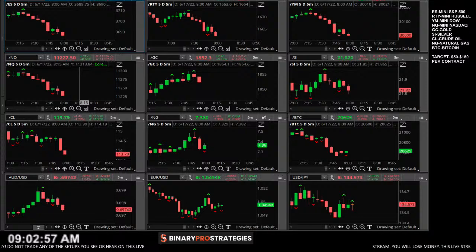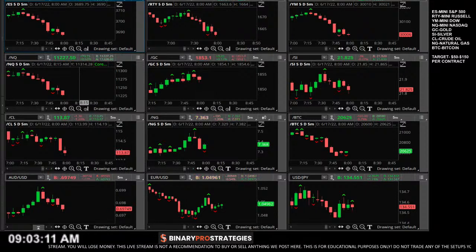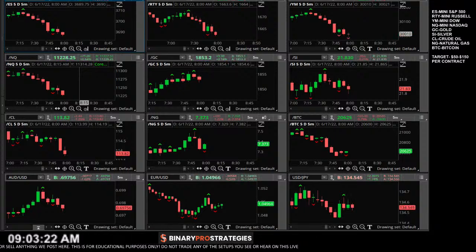As always, every morning we're going to be looking to trade some indices. So we're going to be looking to trade the E-mini S&P 500, RTY, which is going to be your mini Russell, YM, your mini Dow, and Q is going to be your mini NASDAQ. GC is going to be gold. We have SI for silver, CL for crude, and NG for natural gas, and BTC for Bitcoin. Then on the currency pairs, we're going to be trading Aussie US, Euro US, and the US yen.